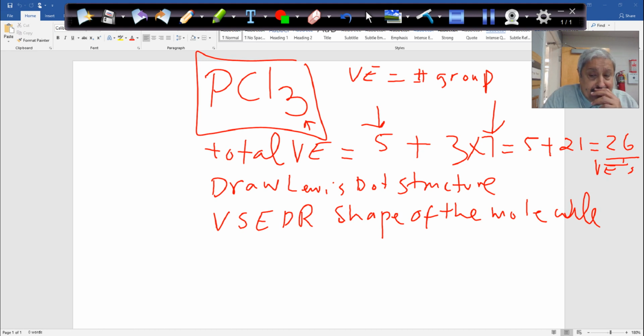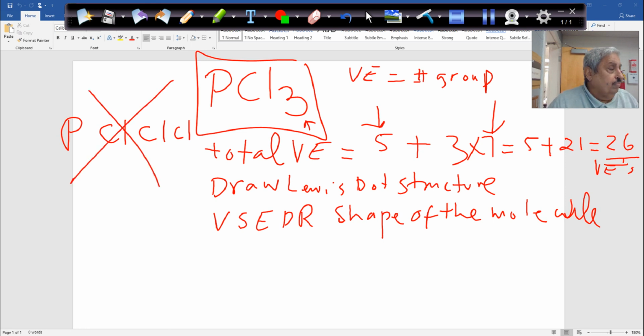Now the question is, we have to draw that Lewis dot structure. I did teach you that anytime you have electronegative atoms with large electronegativity, you don't put them together. So I cannot put them here like this. That's wrong, because the electronegativity of chlorine, they will fight each other. This molecule cannot be stable, cannot exist at all, because you have 3 large electronegative atoms put together, and they'll start fighting each other.